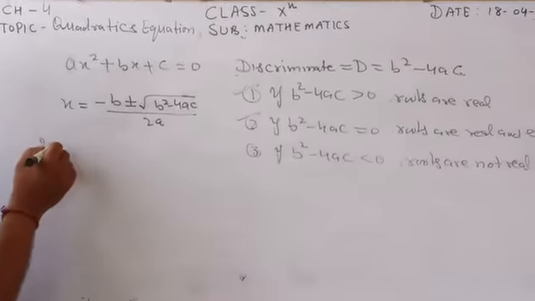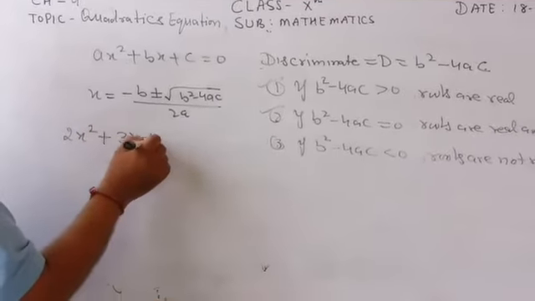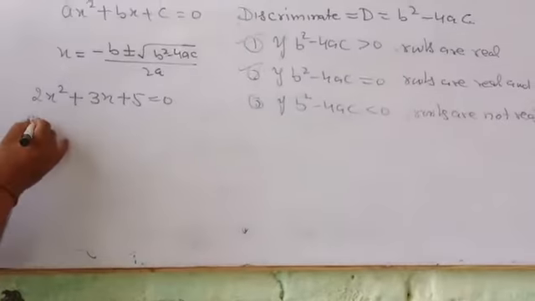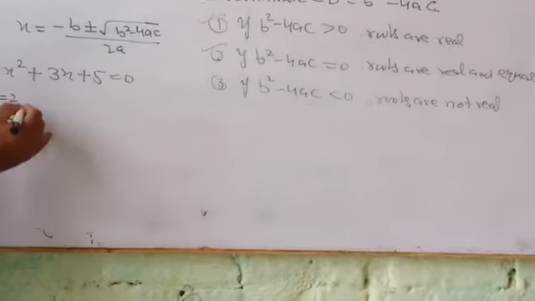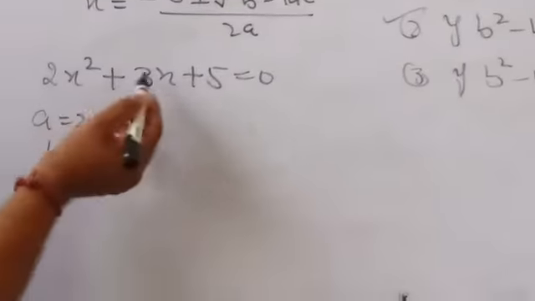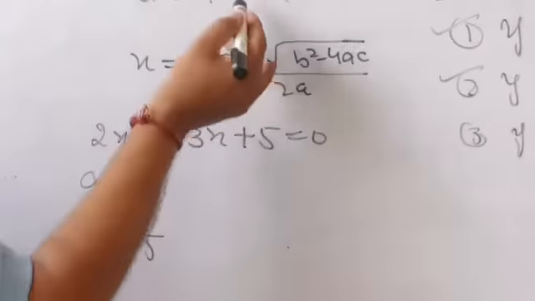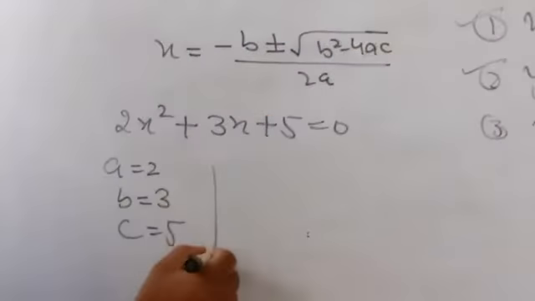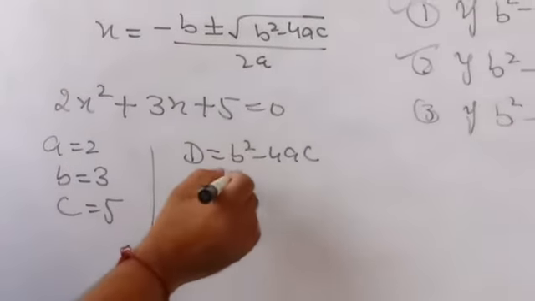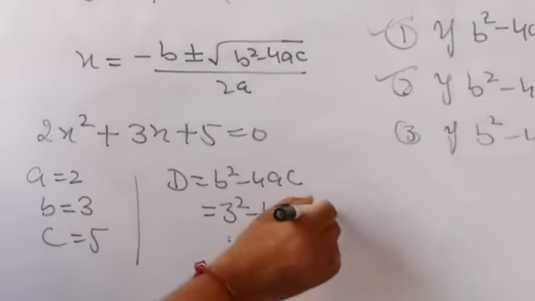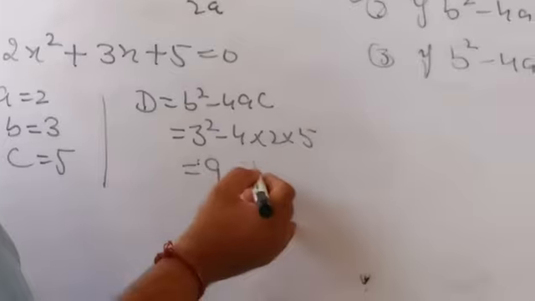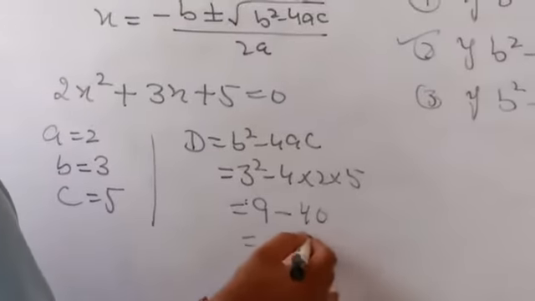We take a question: 2x square plus 3x plus 5 equal to 0. This is the given quadratic equation. So we get a equal to 2, b equal to 3 and c equal to 5, where a is the coefficient of x square, b is the coefficient of x, and c is the constant term. First we check D, that is b square minus 4ac. Put the value of b, that is 3 square minus 4 into 2 into 5. 9 minus 40, so we get minus 31.